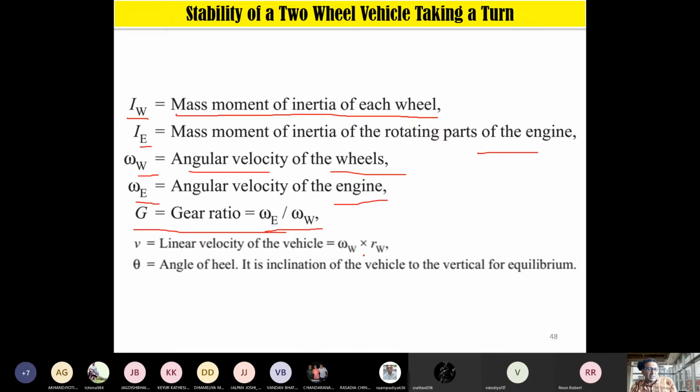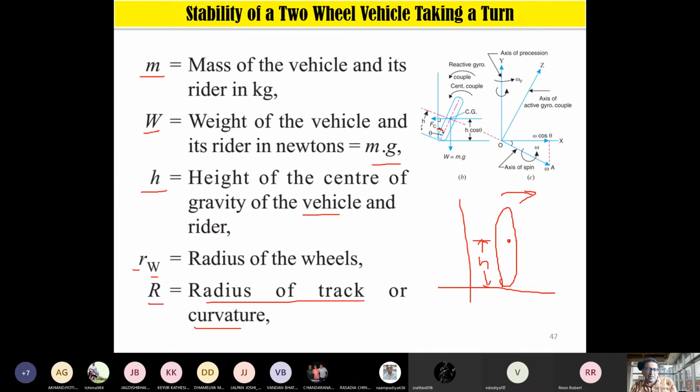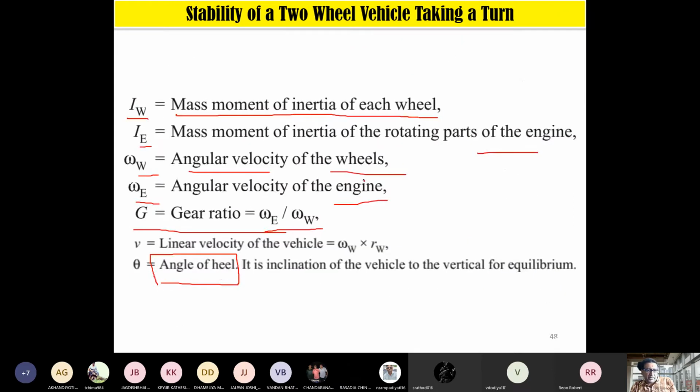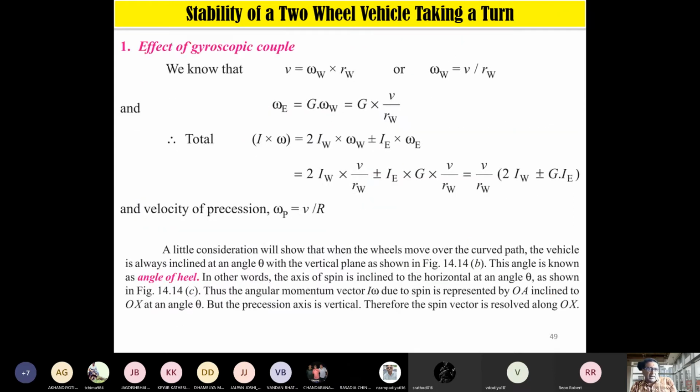V is the linear velocity, which is equal to omega into R, for the wheel, and theta is the angle of heel. It is the inclination of the vehicle to the vertical of the equilibrium, which is shown here. This is the angle of heel. It is clearly shown in this bigger figure. So whenever it is going to take a turn, there will always be some angle theta, and this theta is called the angle of heel.